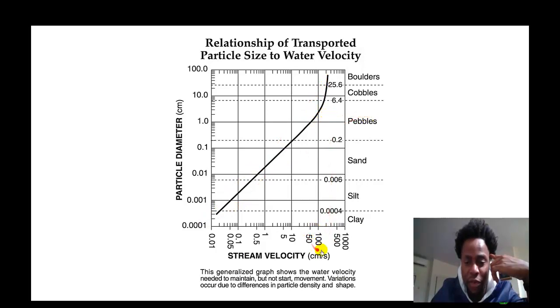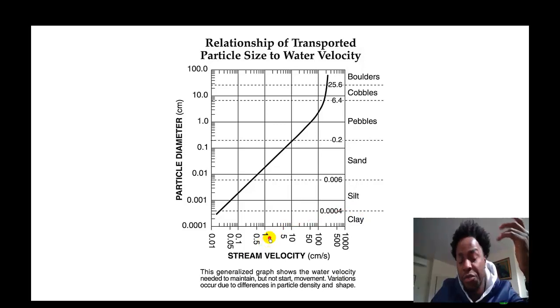So at a velocity of 100, you draw it up until you hit that line, and if you draw it this way, it means the river can carry some pebbles. All right, at that speed of 100 cm per second, it can carry some pebbles. And if it can carry pebbles, definitely it can carry sand, it can carry silt, it can carry clay as well.